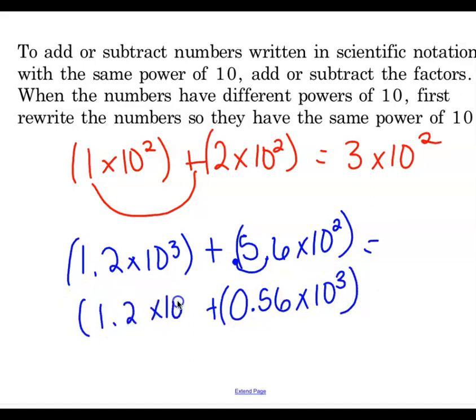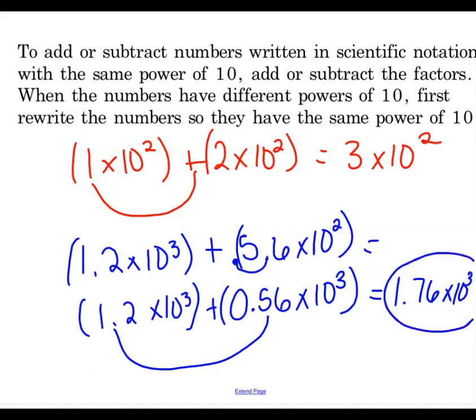It doesn't matter which one you change, whatever is easiest for you. So now because they have the same power, I can just add the factors. So I have 1 and 2 tenths plus 56 hundredths, which is going to give me 1 and 76 hundredths times 10 to the third. Okay, so you have to make it the same power first.